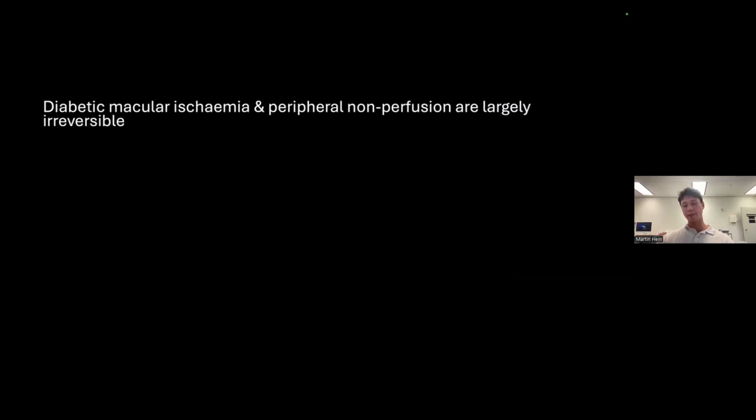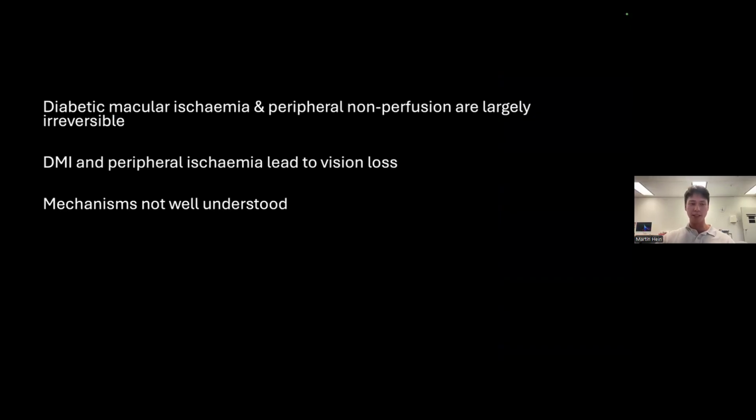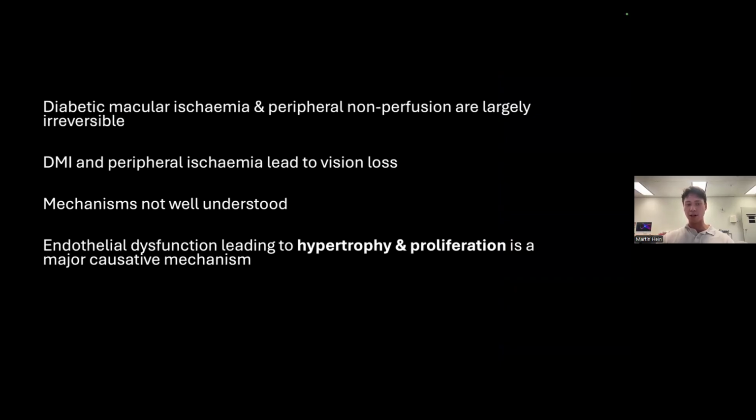So I guess diabetic macular ischemia and peripheral non-perfusion are largely irreversible phenomena, which have pretty severe consequences for vision loss. And the mechanisms of the pathophysiology are essentially not very well understood. But our hypothesis is that this endothelial dysfunction progresses to a point where they decompensate, for lack of better words, and hypertrophy and swell and proliferate. And this proliferation and hypertrophy is almost a major driving mechanism for the type of ischemia that we see. So because of that, prevention is probably key, because if there are already endothelial cells blocking up these capillaries, the chances that this is reversible is probably pretty slim.